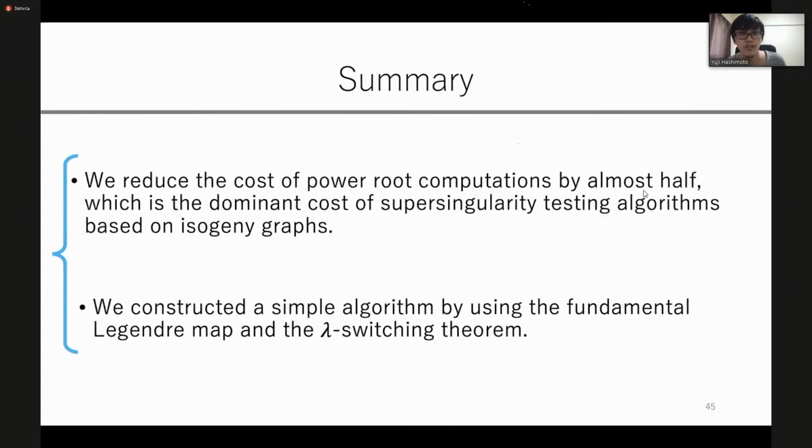We reduce the cost. Summary: we reduce the cost of power root computation by almost half, which is dominant cost of supersingularity testing algorithms based on isogeny graphs. We construct simple algorithms by using the fundamental Legendre map and the lambda switching theorem.